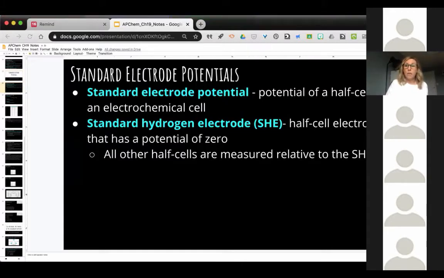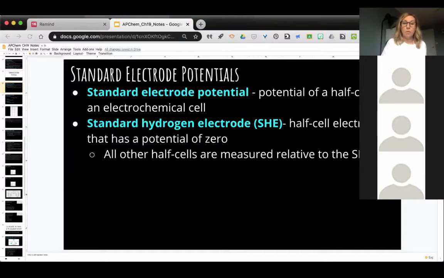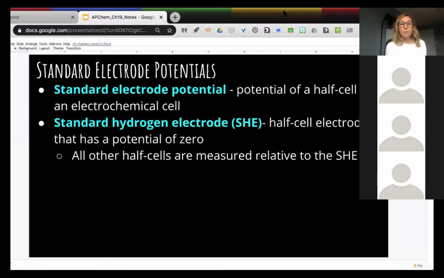When you look at what's called the standard electrode potential, these are the potentials of those half cells in an electrochemical cell. Remember, the half cell was what was going on in each of those beakers on either side. That's the potential of those different substances to generate electricity. They're all compared, so there's a table of these, to what's called the standard hydrogen electrode, or the SHE. That's the half cell electrode that has a potential of 0, and then everything else is measured relative to that.